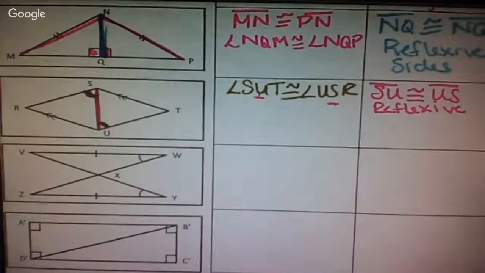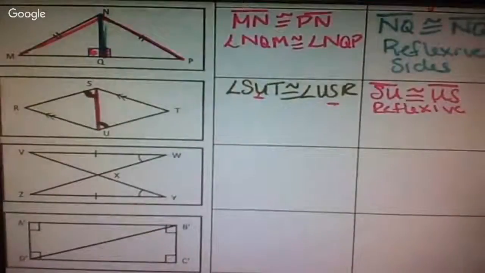Okay, so you know that SU and US are the same side, so those are reflexive. Now, let me draw you this picture with some things missing. If I've got a parallel line here, and a parallel line here, and a line that comes down like this, without these two sides here, we know that this is parallel to this. So what is this angle and this angle? They're the same. Why? Because they're alternate interior angles.